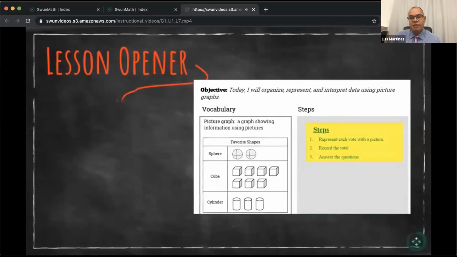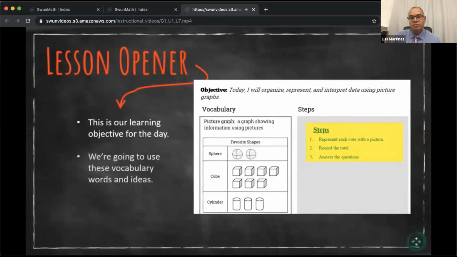Hello, little mathematicians, and welcome to today's lesson. Let's take a look at our objective to see what we will be learning about. Our objective is, today I will organize, represent, and interpret data using picture graphs. The only key word we have for today is picture graph. This is a graph that shows us information using pictures.